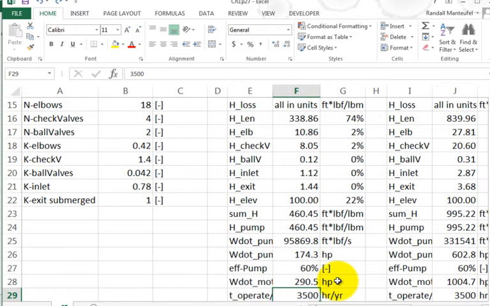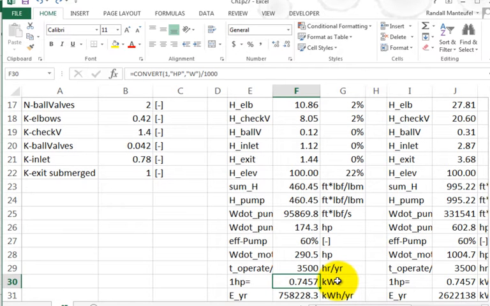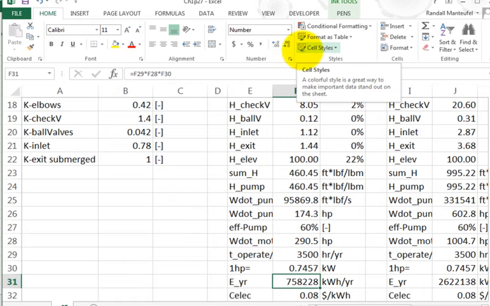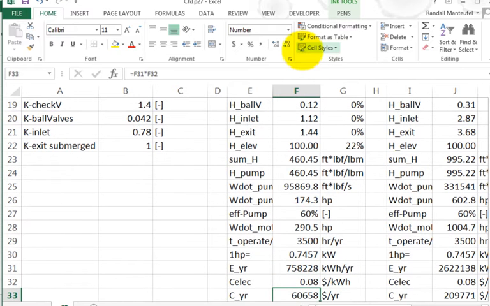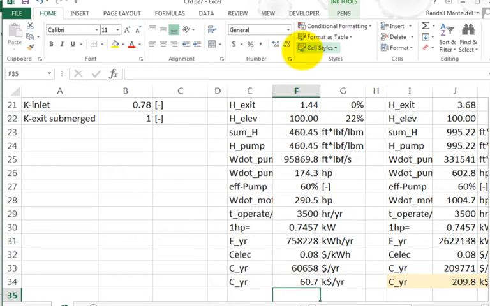And if you're operating that many hours per year, 1 horsepower is that many kilowatts. You can calculate how many kilowatt hours of energy are needed per year. 758,228. You will make some electric provider a lot of money, because at 8 cents a kilowatt hour, you're going to pay them $60,000, $61,000 a year just to run it, right? All right. Now, that's the base case.